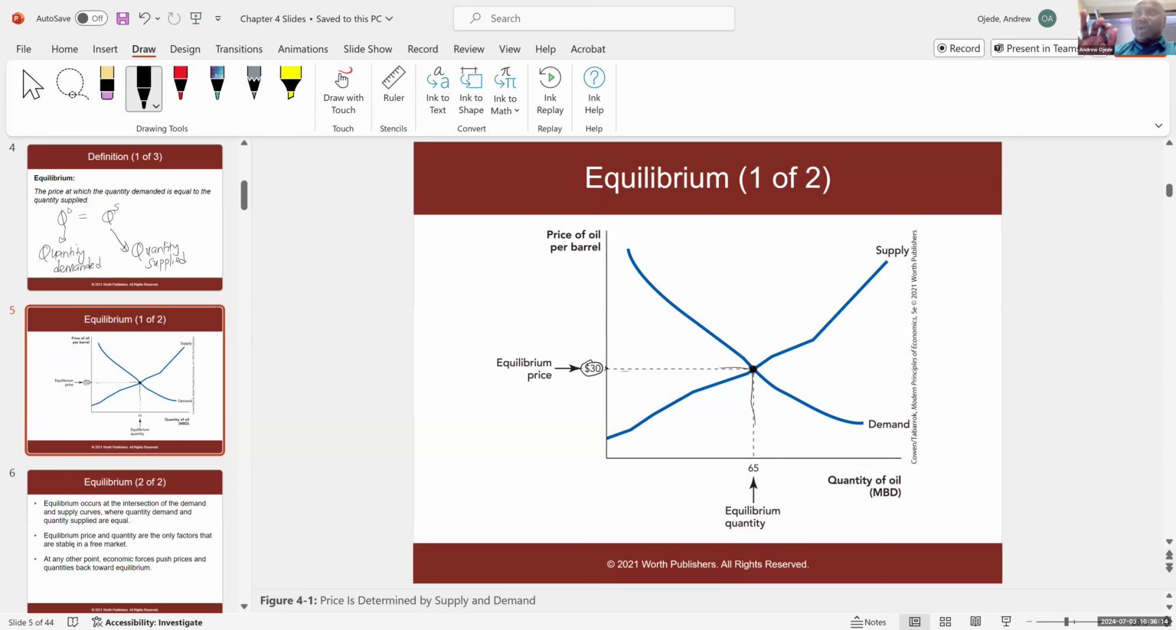So when the market reaches equilibrium, that means all the 65 million barrels of oil that have been produced per day, MBD stands for millions of barrels of oil produced per day, will also be bought in a day. So supply equals demand.